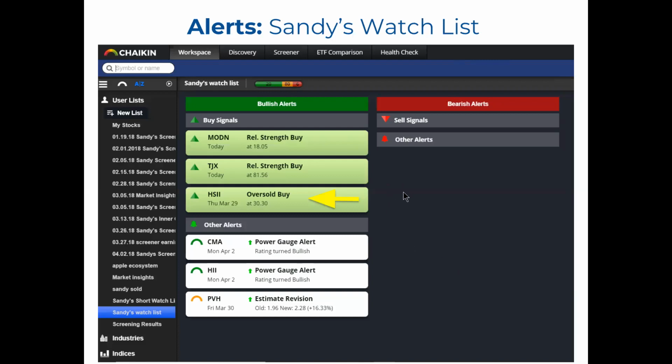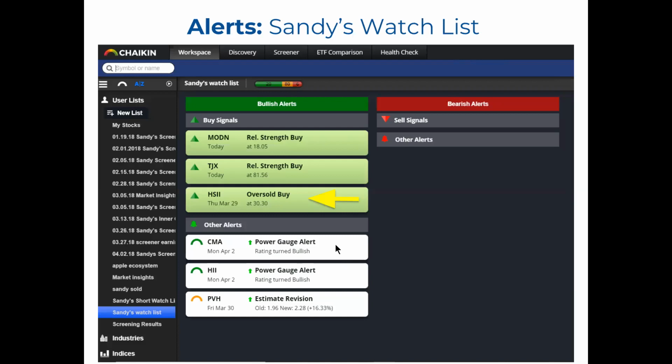That's what I call the watch list. So yesterday I overlaid, with a click, the alerts view onto my watch list, and this is what it gave me. It tells me which stocks on that list triggered a buy signal. You can see Heidrick and Struggles here triggered that oversold buy.